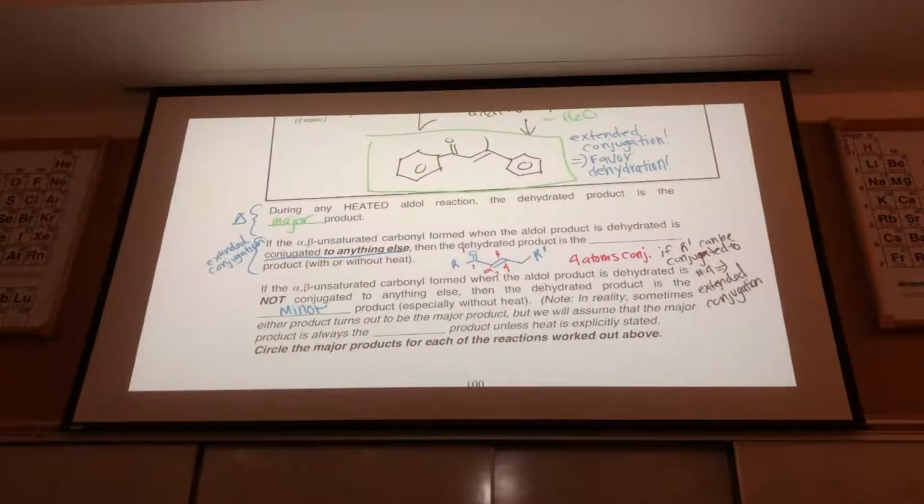We're trying to just draw a line in the sand here, to be honest, because it's really a big spectrum. So if there's no heat and there's no extended conjugation, you're in the gray area. Sometimes it's actually really a mixture. So you have to do something to really disfavor the formation of the dehydrated form, because you'll actually see dehydrated form almost no matter what. So we'll just assume, to keep it simple, that the major product will be the addition product unless it's spelled out for you that heat is explicitly stated or extended conjugation is found in the dehydrated product.